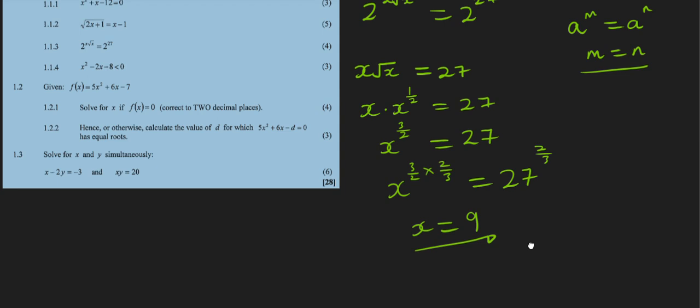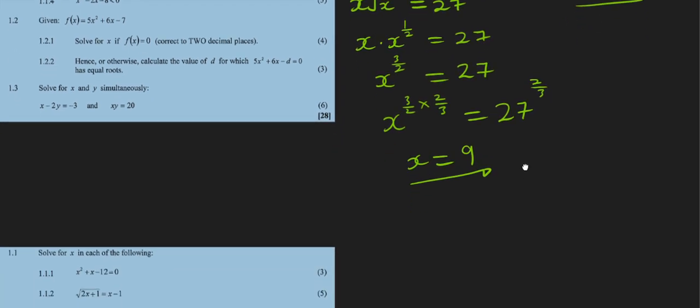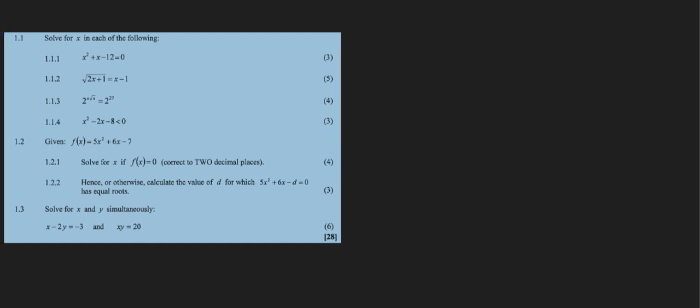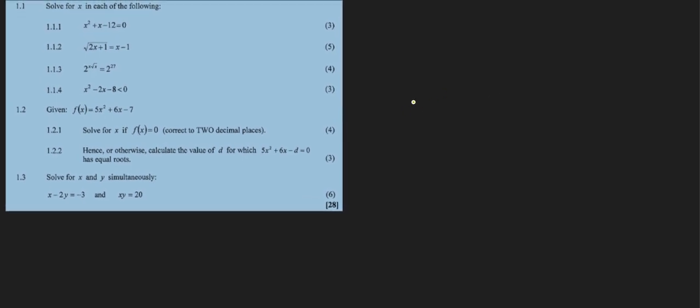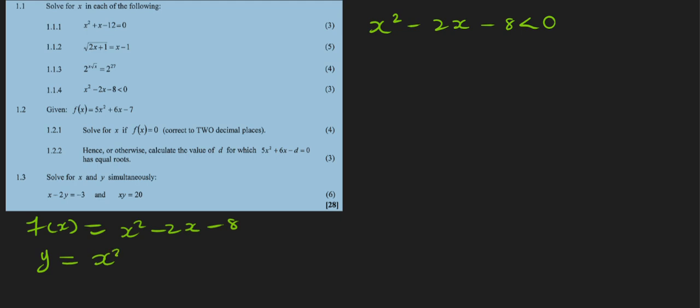On 1.1.4, we have a quadratic equation with an inequality sign. What we are required to do is find the values of x where this expression is less than 0. But firstly, I need you to understand that this can be represented as f(x) equals x squared minus 2x minus 8, where f(x) denotes y equals x squared minus 2x minus 8.